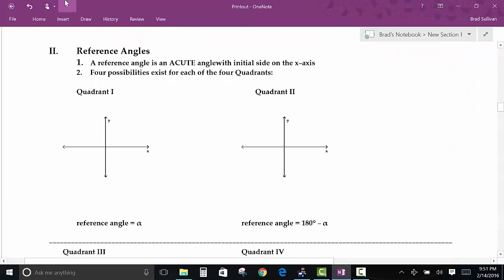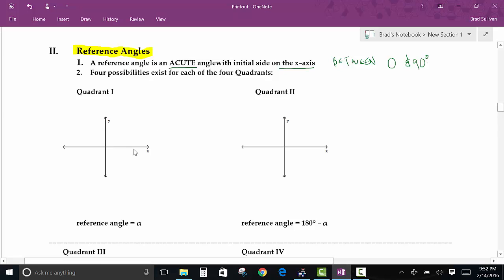And next thing we're going to talk about is what we mean by the idea of a reference angle. And there's a couple of things that you might want to write down about reference angles that are pretty important to pay attention to. First of all, a reference angle is an acute angle, and its initial side is always going to be on the x-axis. So an acute angle just means that the answer to a reference angle is going to be between 0 and 90 degrees. Okay, so you're never going to have a negative reference angle. You're never going to have a reference angle that's bigger than 90.